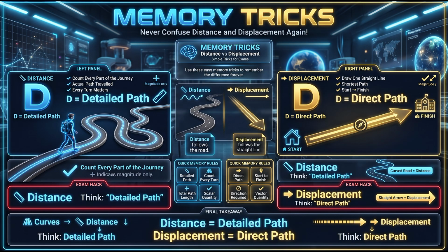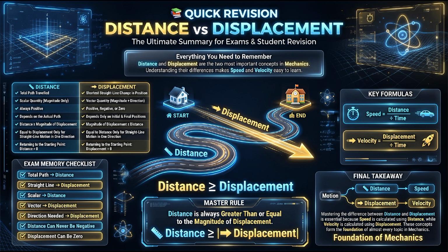So whenever you see a curved road, immediately think distance. Whenever you see a straight arrow joining the start and end points, immediately think displacement. This simple memory trick is one of the fastest ways to answer distance and displacement questions correctly in physics exams. This quick revision brings together everything you need to remember about distance and displacement before an exam. These are two of the most important concepts in mechanics, and understanding the difference between them makes topics like speed and velocity much easier to understand.